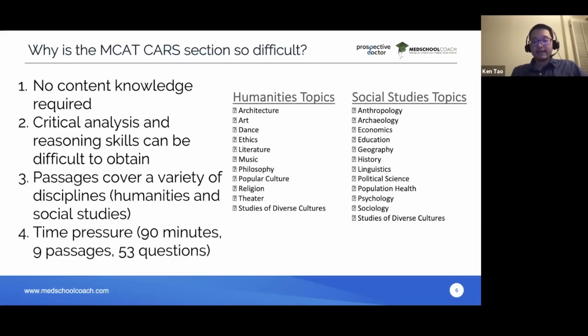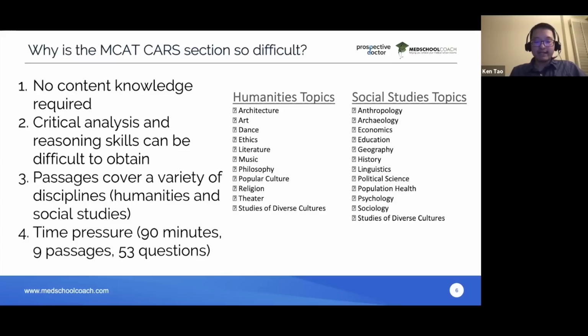Okay. The last reason why the MCAT CARS section is tough is because of the time pressure. This we hear all the time. Just as we mentioned earlier that students often run out of time on the Chem Phys section, the same is true for the CARS section. There's a lot of time pressure on the CARS section. So for a lot of students, they often run into this issue where they're not able to complete all of the passages or they have to rush to complete the passages. And because they're rushing, it hurts their accuracy, right?